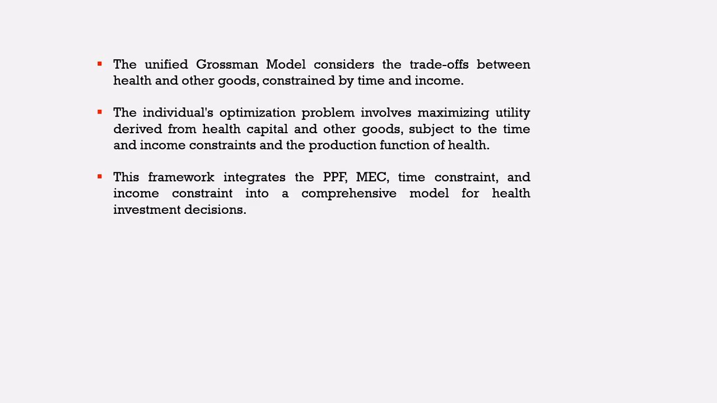So, the unified Grossman model basically gave us an idea about the trade-offs that we'd carry out between health and other goods constrained by time and income. And the individual's optimization problem involves maximizing utility derived from health capital and other goods subject to the time and income constraints and the production function of health. And this framework integrates the production possibility frontier, the marginal efficiency of capital, time constraint and income constraint into a comprehensive model for health investment decision. The objective here was to show that given all of these concepts, it is possible to carry out an economic analysis of health utility maximization as an investment decision.